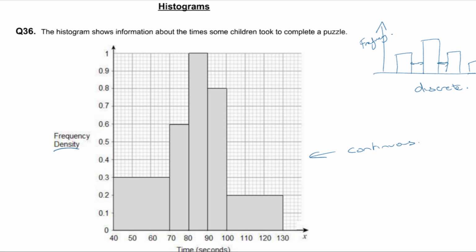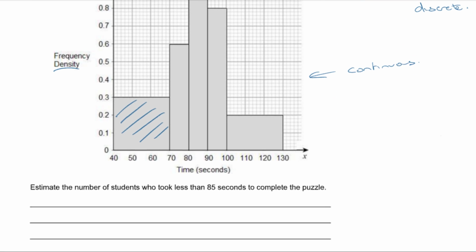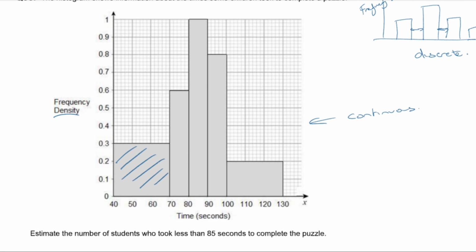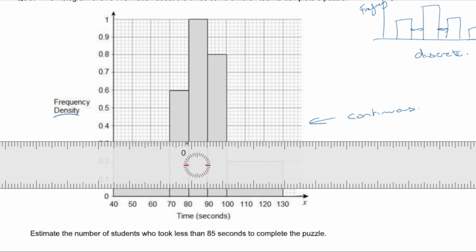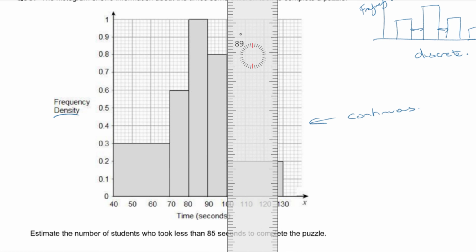And the other thing is, of course, that the bars are different widths depending on the groups that they represent. The other thing about bar charts is that it's the height of the bar that's important, and that tells you the frequency. With a histogram, it's the area of the bar that tells you the frequency. Okay, so estimate the number of students who took less than 85 seconds to complete the puzzle. So 85 is kind of smack bang halfway between the tallest bar there, isn't it? So I'm going to divide this bar in two. Yeah, 85.